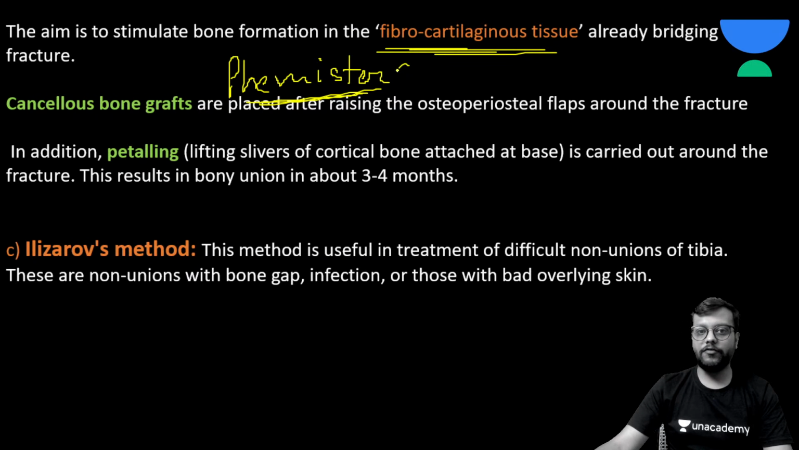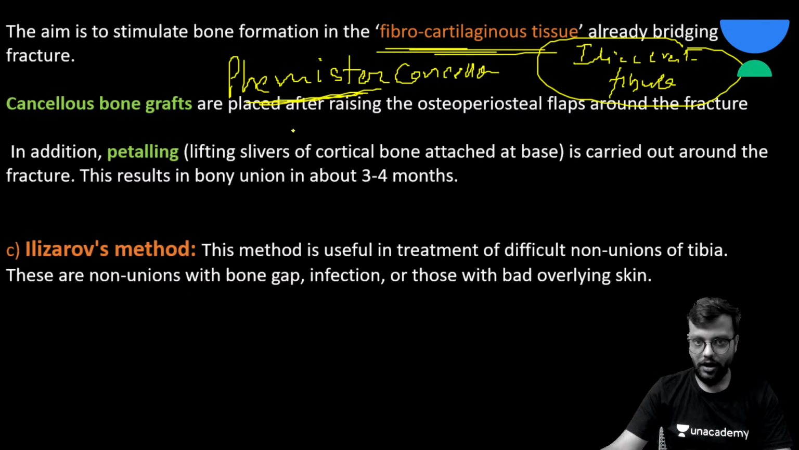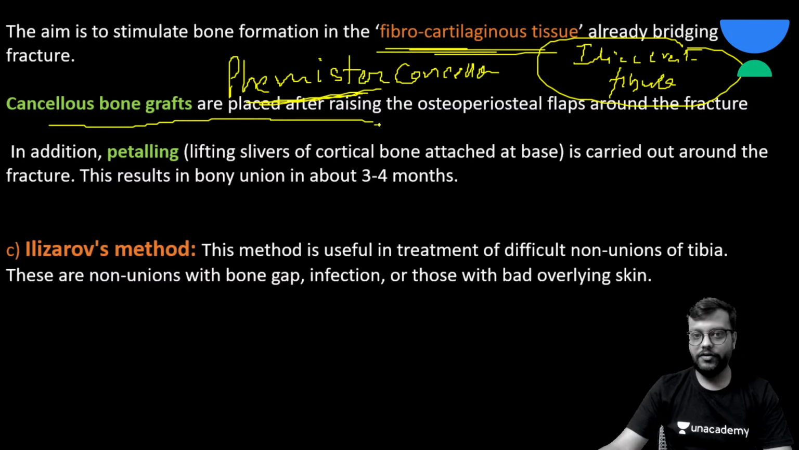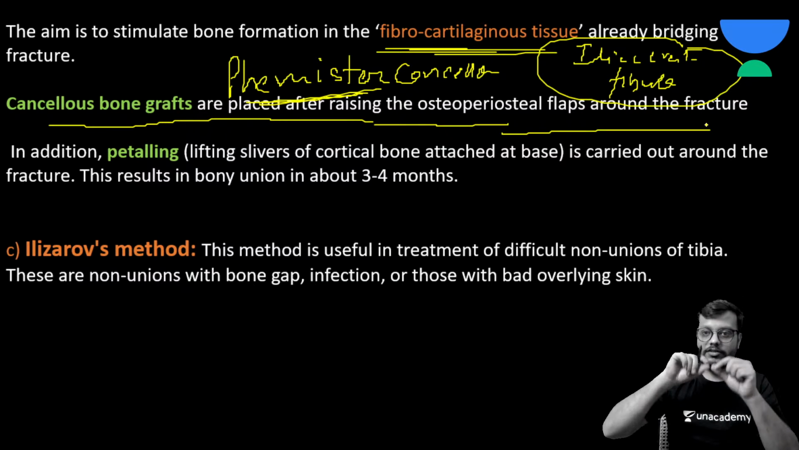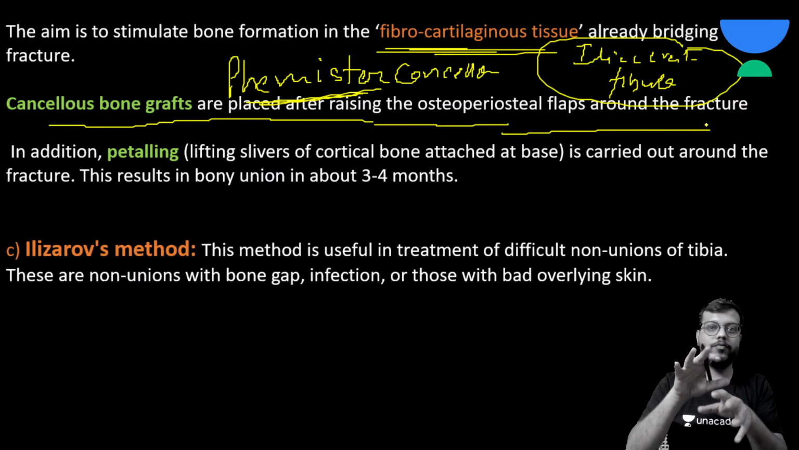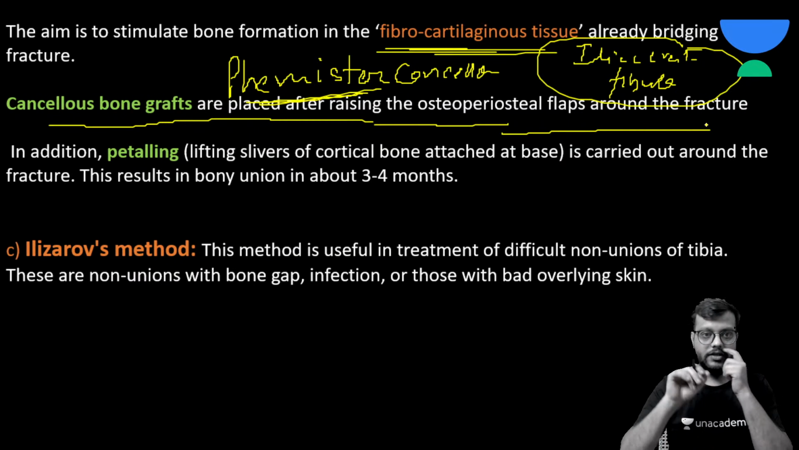And in this we stimulate bone formation in the already present fibrocartilaginous tissue bridging the fracture. The graft we take is cancellous bone, from the iliac crest and fibula, and in the upper limb you go for the olecranon. And these cancellous bone grafts are placed after raising the osteoperiosteal flaps around the fracture, meaning it should go under the periosteum, not just over the fracture.